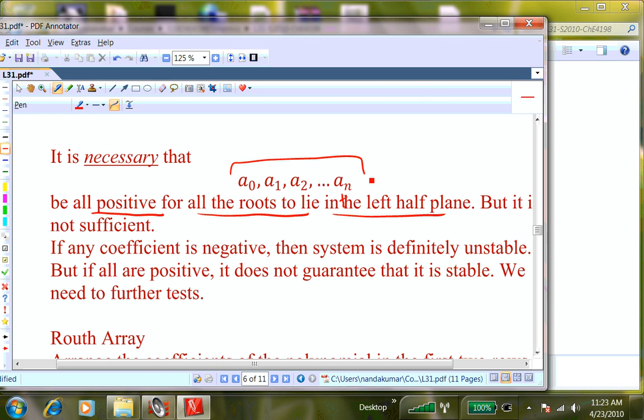What does that mean? It's a necessary condition, but it is not a sufficient condition. Meaning, if I have all these a's positive, it does not guarantee that all the roots are on the left-hand plane. Okay? It must be true for all of them to lie there, but if all these coefficients are positive, you might still have one or two roots on the right-hand side. So there is another test that we need to apply. So the very first test that you have to apply, if you are given a polynomial, is examine all the coefficients. If they're all positive, then you can go to the next step. If not, you already know that this is unstable. Okay?